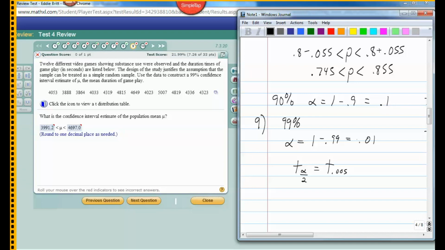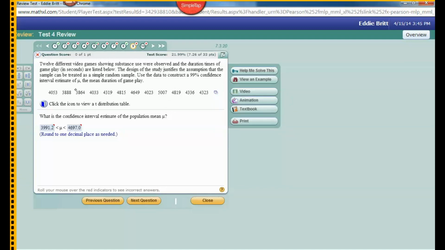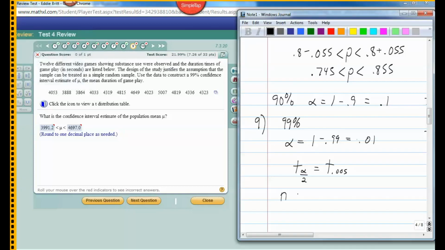Degrees of freedom: we need to count how many data items we have. So it looks like I have 1, 2, 3, 4, 5, 6, 7, 8, 9, 10, 11, 12 data items. So in my problem, n equals 12, so my degrees of freedom, n minus 1, equals 12 minus 1, or 11. We need to make sure we use that row in the table. Degrees of freedom 11, and the column we would use is the one that says 0.01 in 2 tails, or 0.005 in 1 tail.